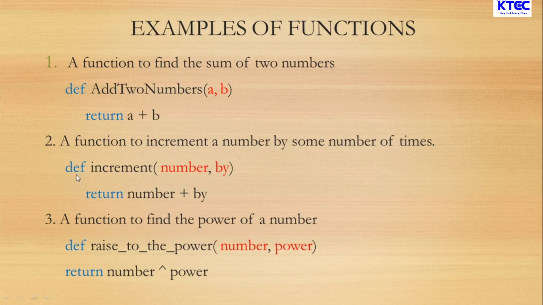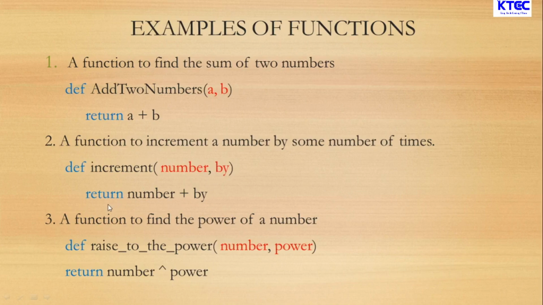So def keyword is predefined. Then increment, that is the name of the function. Then the parameters: number, the first number which you want to increase, and by, which stands for the second number, the number of times you want this particular number to be increased. Let's say the user passes 2 here for the first number, then passes 1 here. What it means is that we want 2 to be increased by 1 time. If it is 4 and 2, we want 4 to be increased by 2 times. So basically that is that.